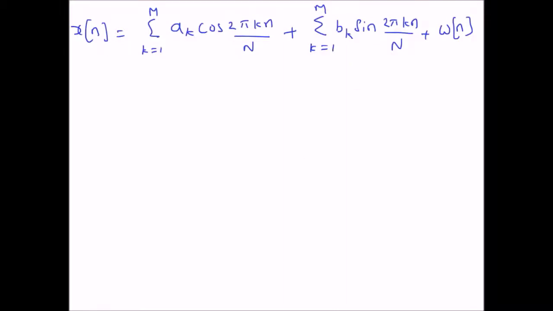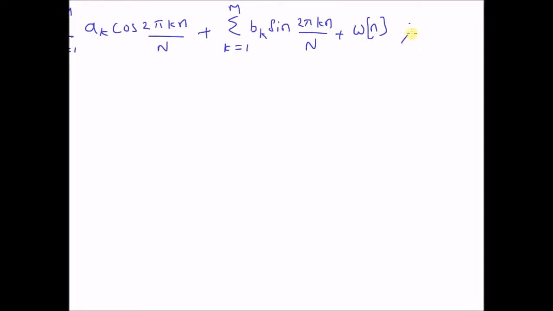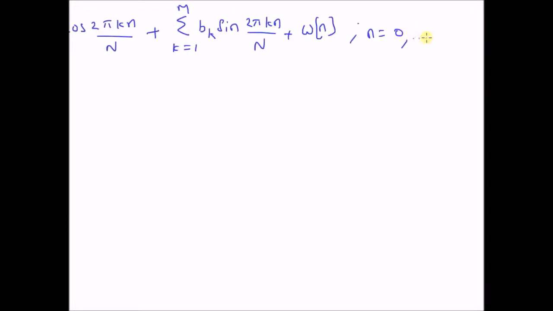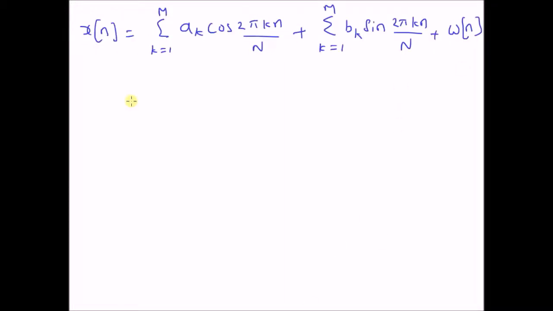Here n is equal to 0 to N minus 1. Now we want to use the theory of parameter estimation from a linear model to find the estimates for the coefficients a_k and b_k. That is, basically we have to convert this to a linear model where x bar is equal to H theta bar plus w bar.